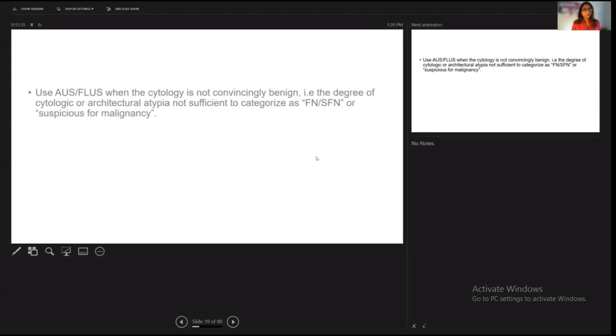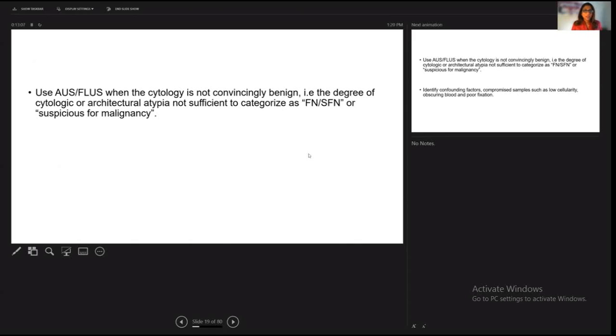All right. So as a final thought for the AUS category, I would like to point out that use AUS or FLUS when the cytology is not convincingly benign. This is how I try to do it. When I look at a slide and I am not 100% sure, I cannot go to bed without being convinced that this was benign, then I use this AUS category. It's literally, sometimes, that intuition. It's like, something's wrong with it.